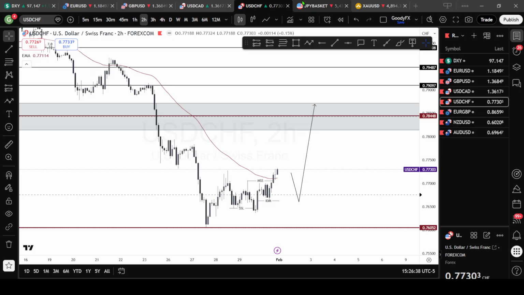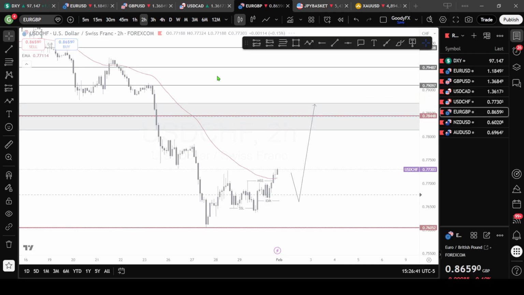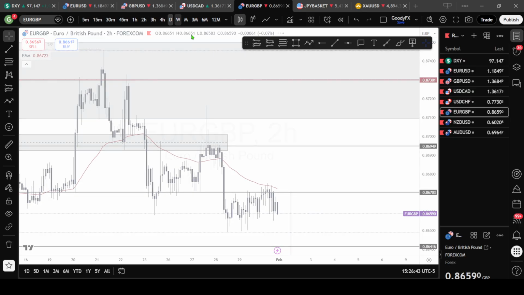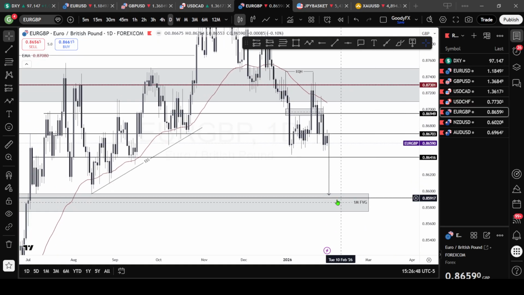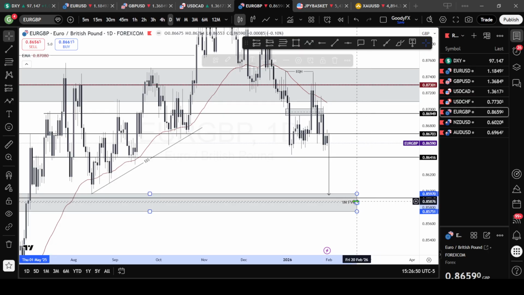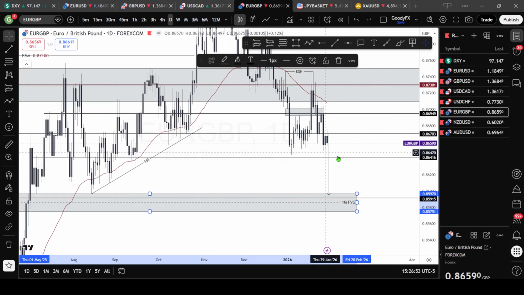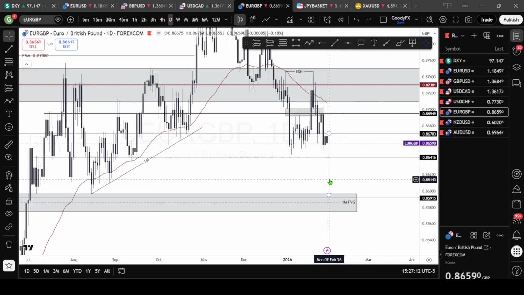So that's it. What do I have here for Euro GBP? Euro GBP, I'm still bearish on Euro GBP. I'm expecting this monthly fair value gap to be filled. As you can see, I did an analysis, I think around December or January, yeah, December, January, I did an analysis expecting a drop into this monthly fair value gap, which eventually looks like it's playing out.